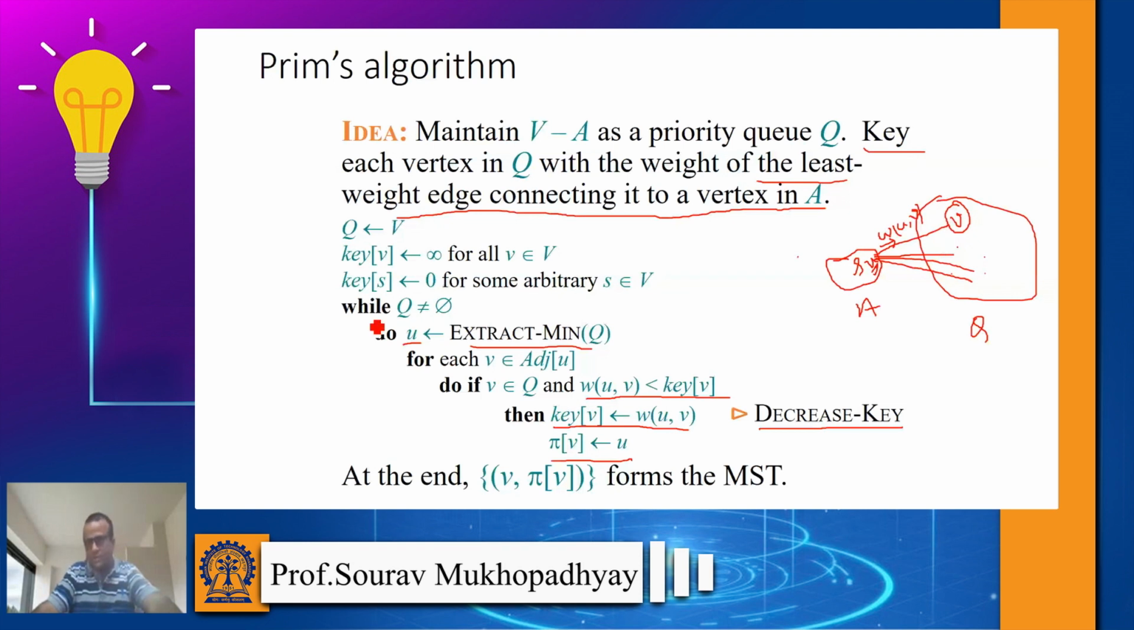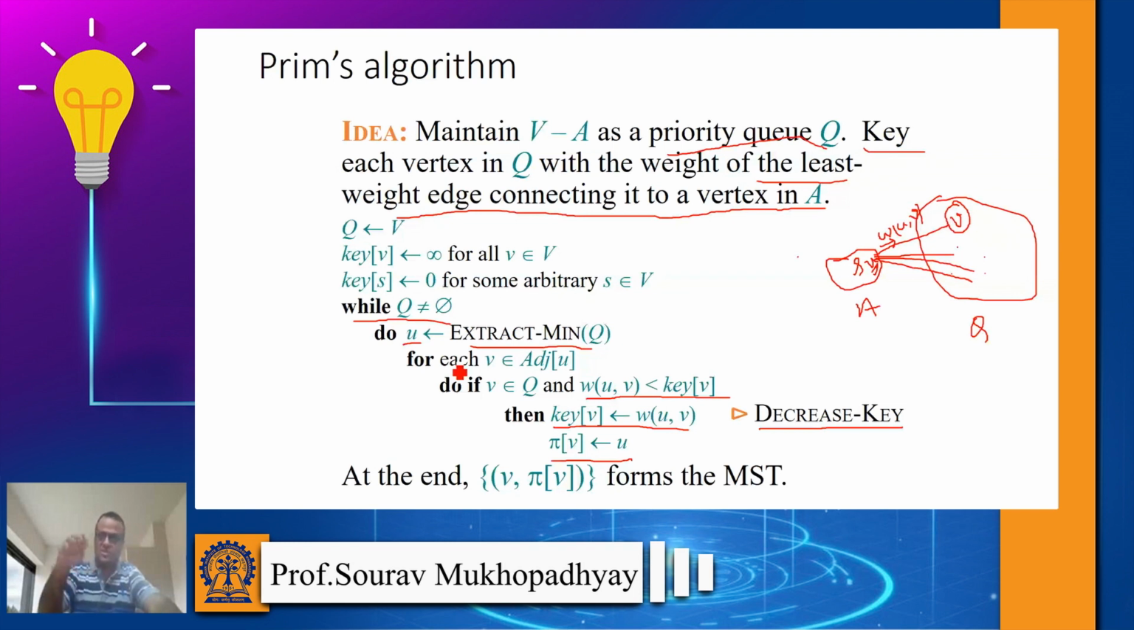Finally, when everybody will be included in A, that means we are done. Then the queue will be empty. There is nobody in the priority queue. Then we stop. So this loop will stop when there is no one to capture.